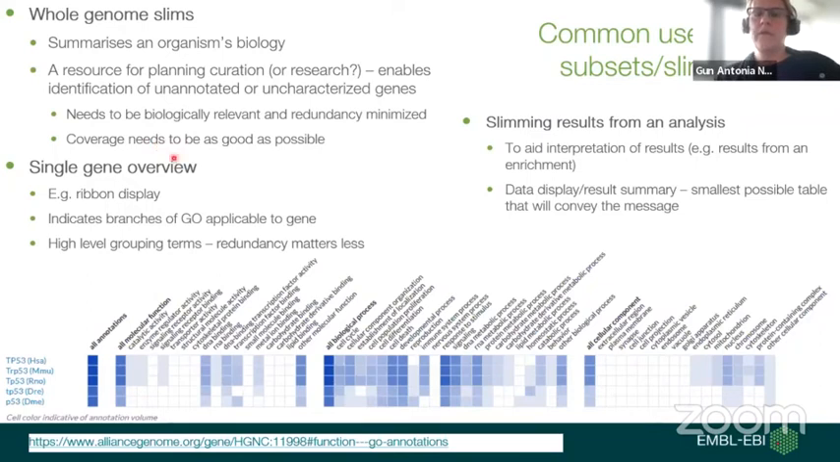And as I've already touched on, the third main way of using GO slims is to slim the results from an analysis to help you interpret your results, from enrichment, for example.